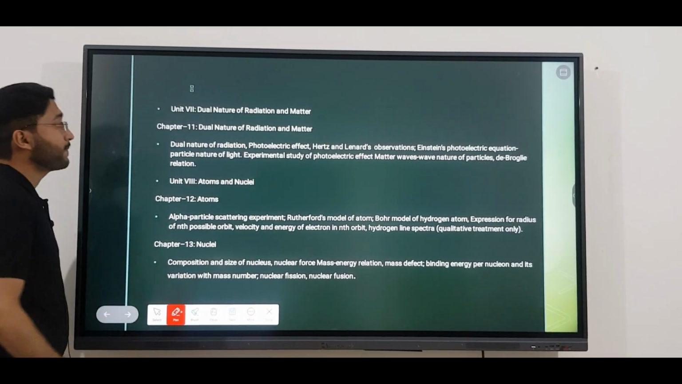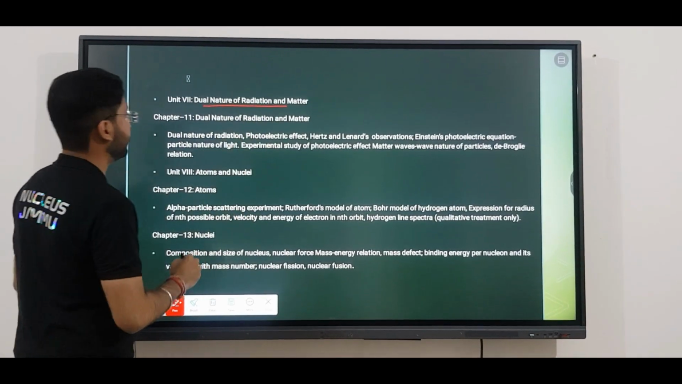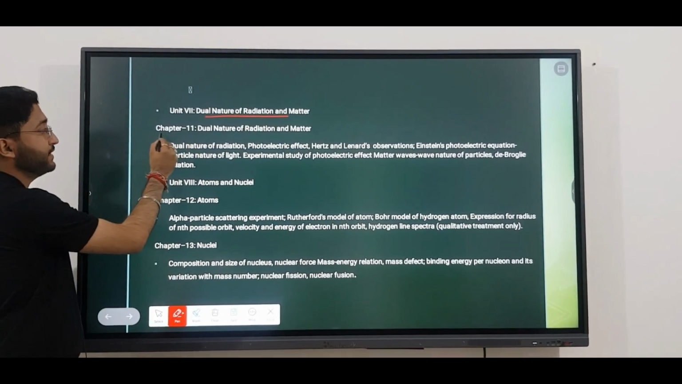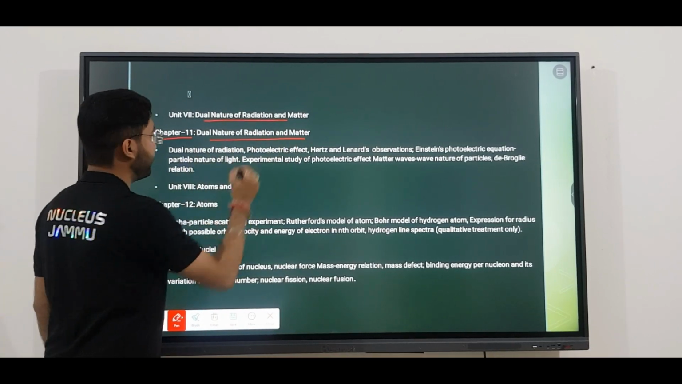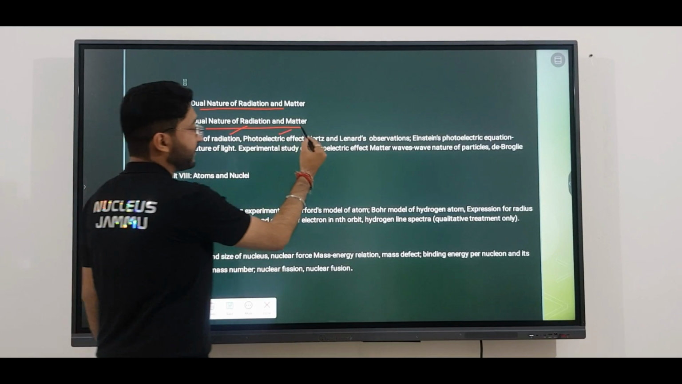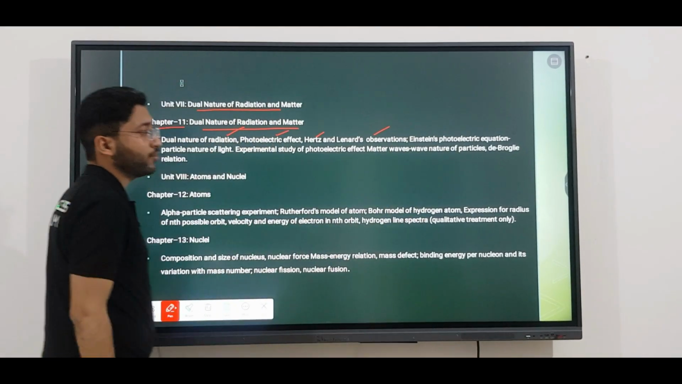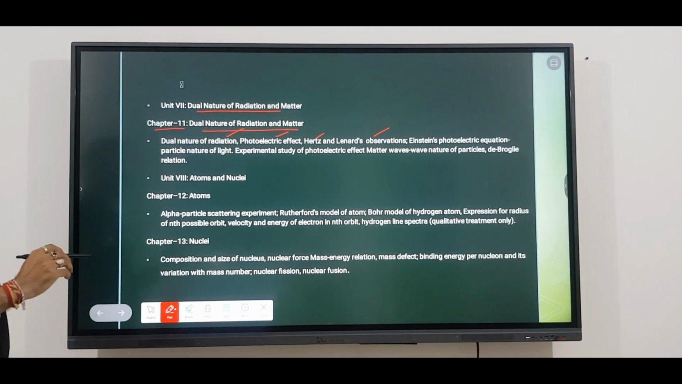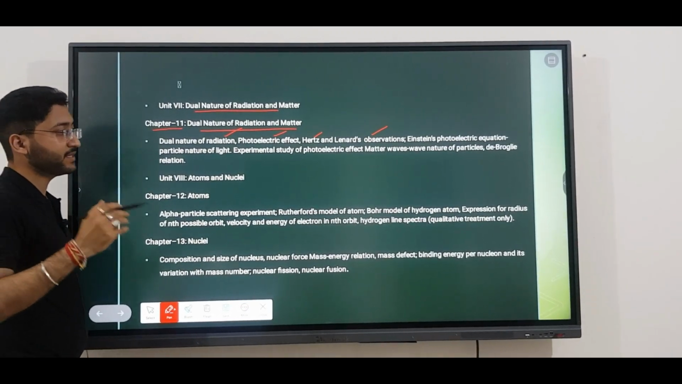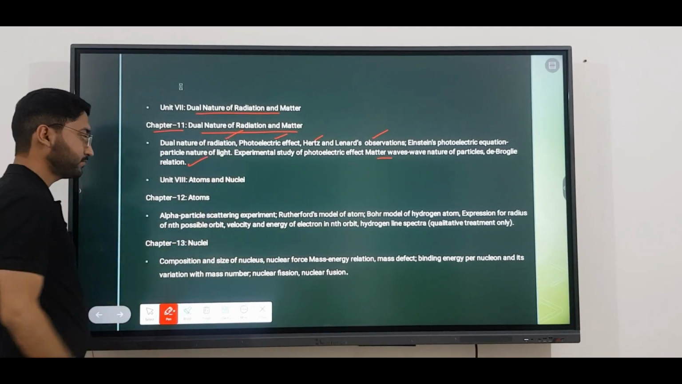Now Unit 7, Dual Nature of Radiation and Matter. It also contains a subdivision, Chapter 11, Dual Nature of Radiation and Matter. In dual nature of radiation you have to study the photoelectric effect, Hertz and Lenard observations, Einstein's photoelectric equation, particle nature of light, experimental study of the photoelectric effect, matter waves. Wave nature you have to study fully.